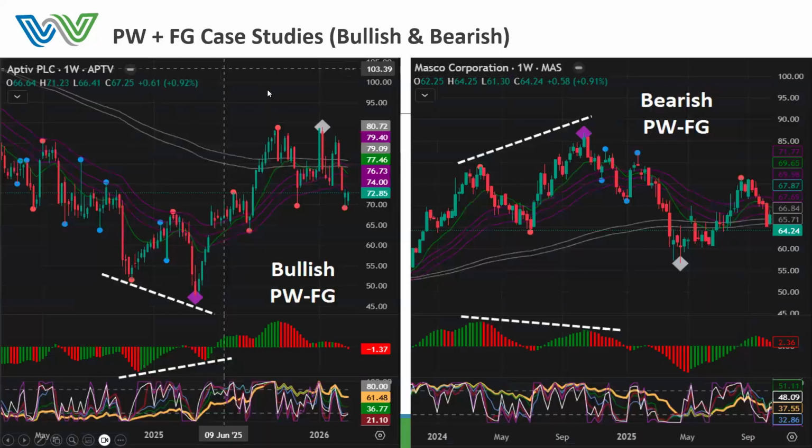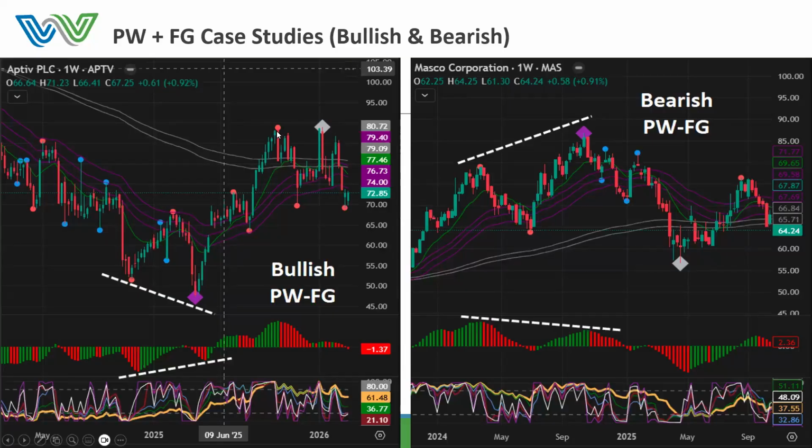So now let's look at the PW fill the gap case studies for bullish and bearish. So on the left, we have a downtrend. This is clearly a downtrend, and we have divergence between this low and this low.